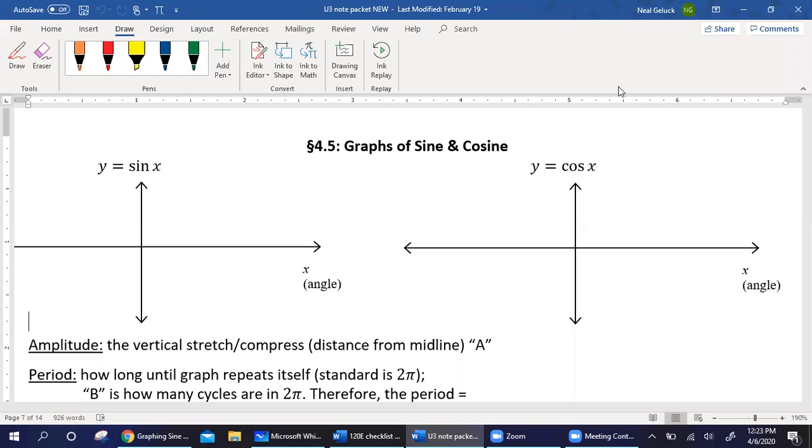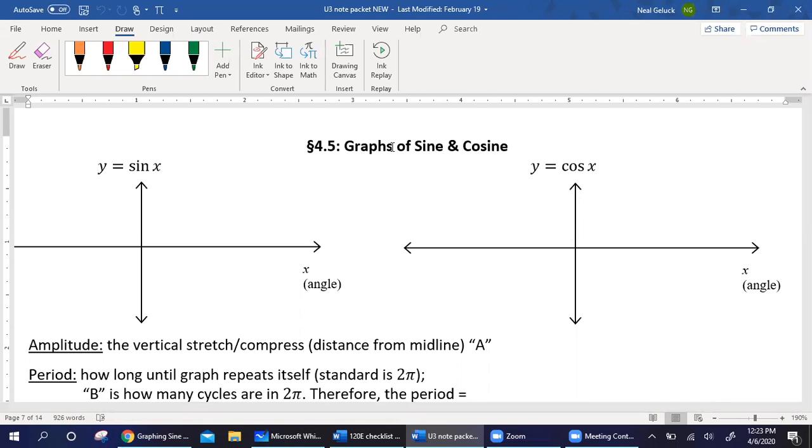Pre-calculus students, this is the 4.5 video. Well, the first video for 4.5. This will take more than one video. We're looking at the graphs of sine and cosine. Now, first thing to note is that the graphs of these are different than the unit circle.